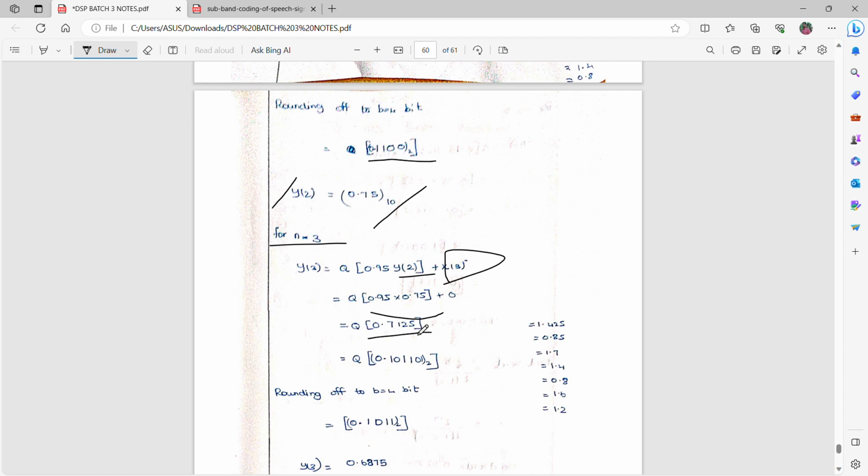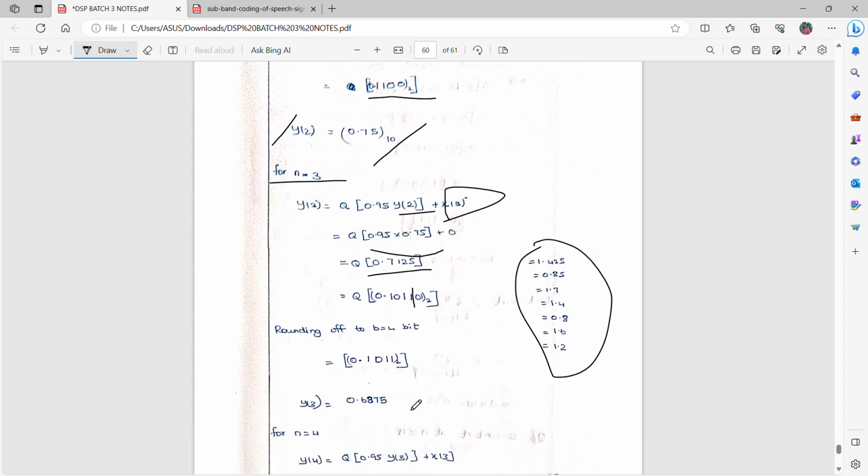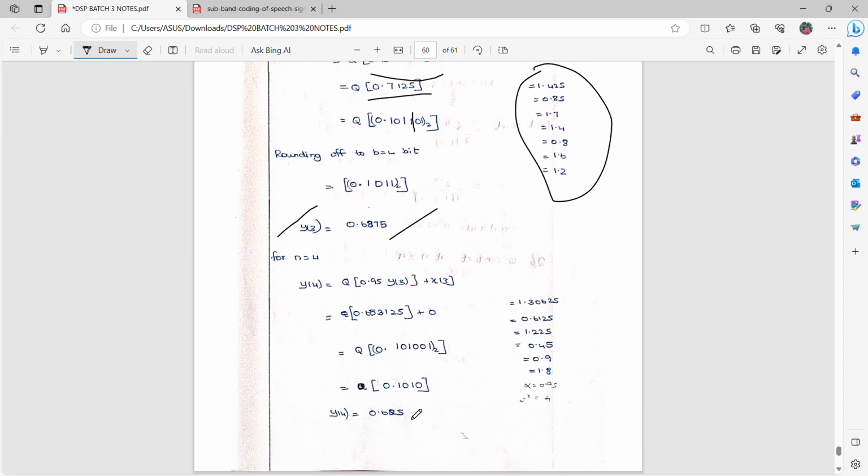Then this decimal value is converted into binary by multiplying with 2, and the binary value obtained is 1011011. First we take only 4 bits, that is 1011. Here this binary is converted to decimal using 2 power minus 1, 2 power minus 2, 2 power minus 3, 2 power minus 4, so that y of 3 is equal to 0.6875.